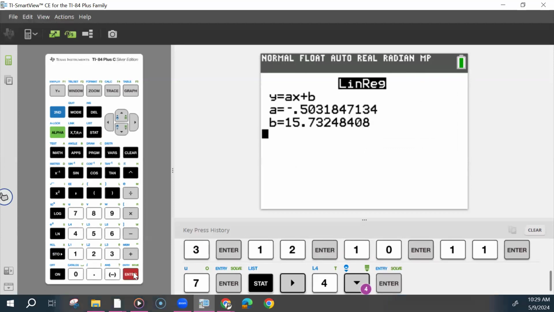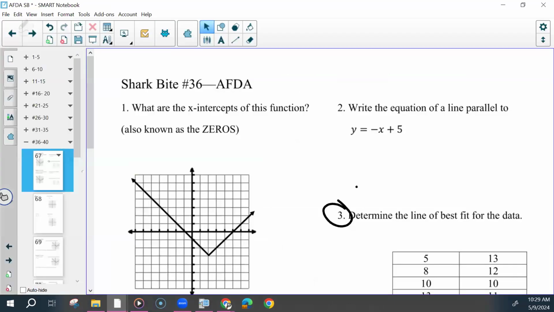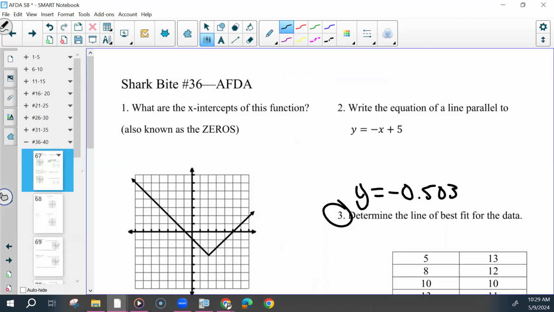We're going to put 3 decimals. So y equals negative 0.503x plus 15.732. And that would be our line of best fit for number 3. Questions there?